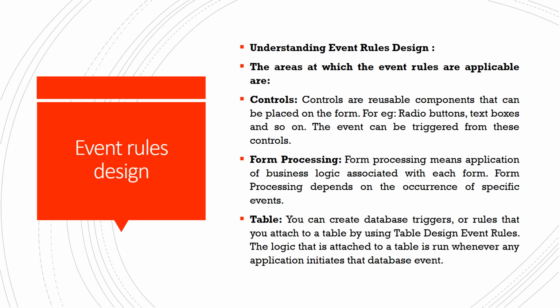Then understanding the event rule. Event rule means the areas at which event rules are applicable. Clicking is an event, dragging is an event, dropping is an event. All these events, when we are doing them, what should happen is represented in the event rule design. The controls are reusable components that can be placed on the form. For example, radio button, text button, and so on. These are called controls. The events can be triggered from those controls. For example, with a radio button, if you select an option, that is triggering an event. The event you are doing is selecting, that is the event in the radio button.